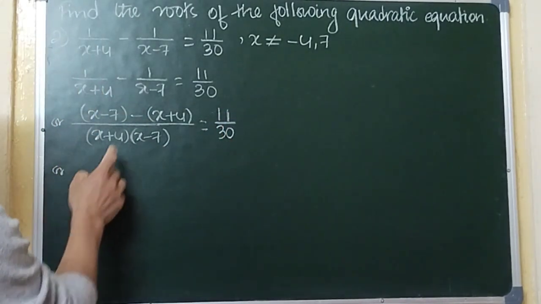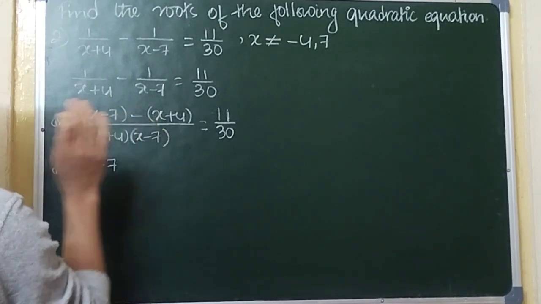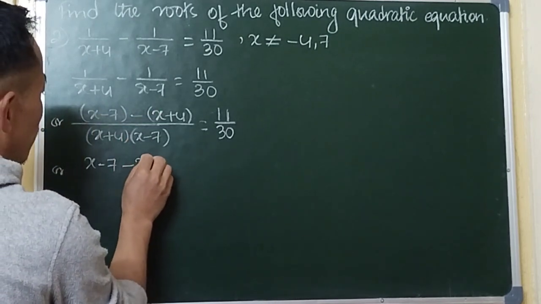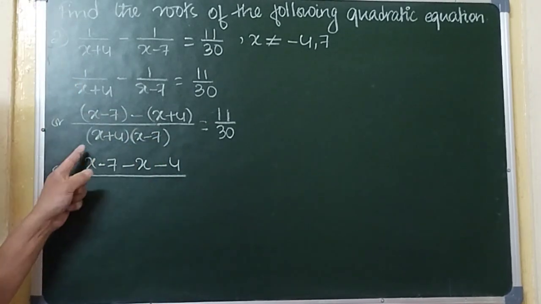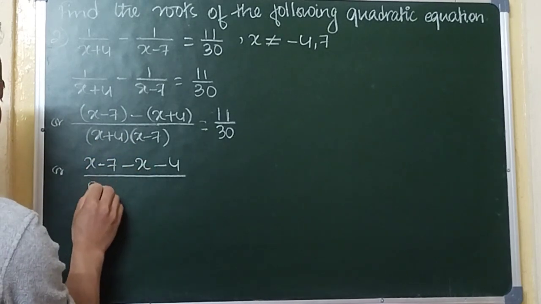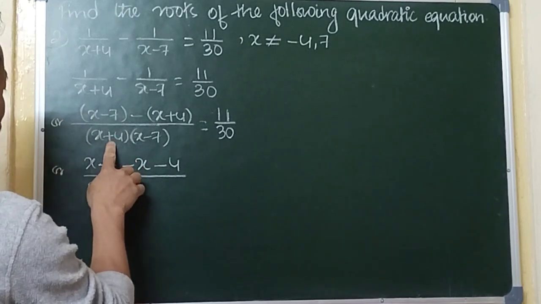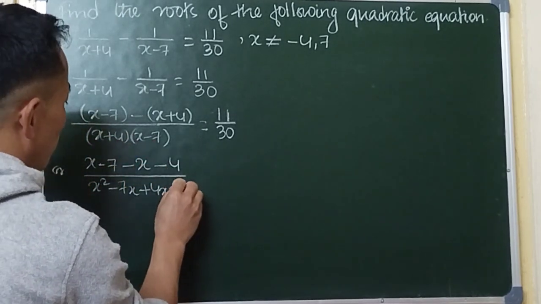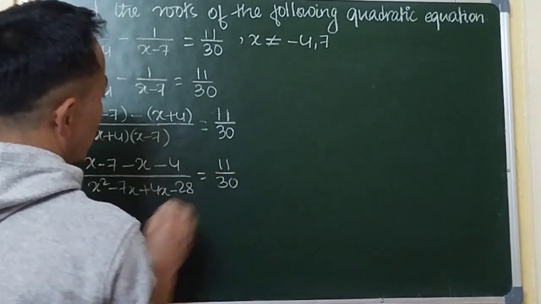Now what you have to do in the numerator is open this bracket with the minus sign. Whenever there is a minus sign, you have to be careful, use the bracket and open it with the minus sign. So minus into plus becomes minus x, minus into plus becomes minus 4, divided by, in the denominator also, you can multiply. x into x becomes x square, x into minus 7 becomes minus 7x, 4 into x becomes plus 4x, 4 into minus 7 becomes minus 28, equals 11 divided by 30.